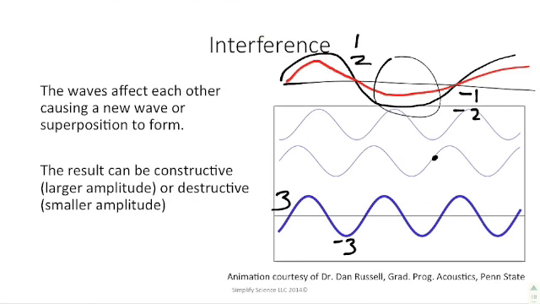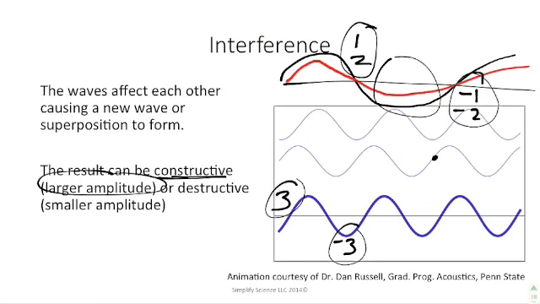Now, whenever you have two waves that add together in a constructive manner, and by constructive I mean it has a larger amplitude, so 1 plus 2 is 3, and -1 plus -2 is -3, both of those are examples of larger amplitudes. Because of that, we would call this particular example constructive interference.